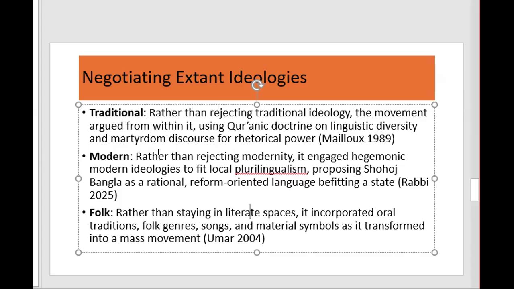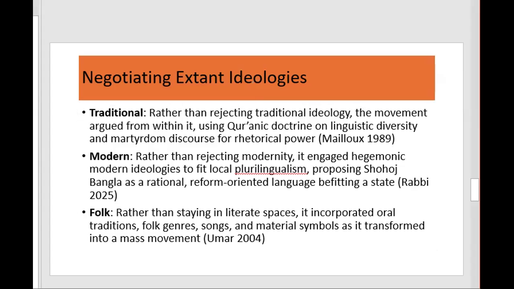And that's what made it a folk, because at the end of the day, it made it a mass movement, because at that time only 20% were probably literate. And even then they were not public spaces. These negotiations helped it become a mass movement.